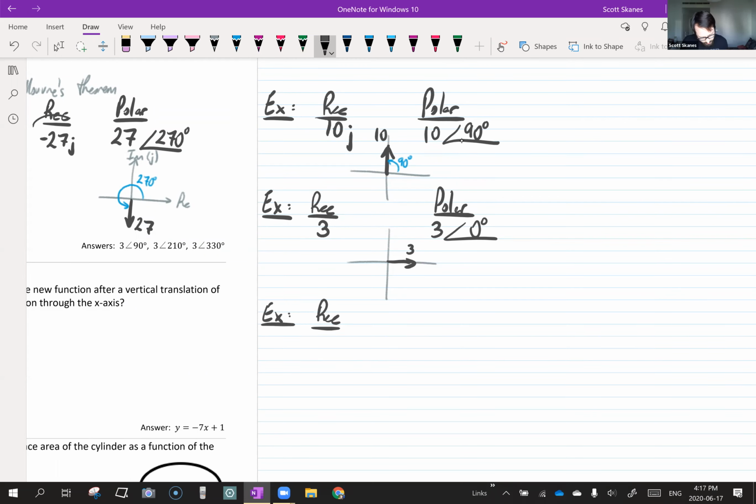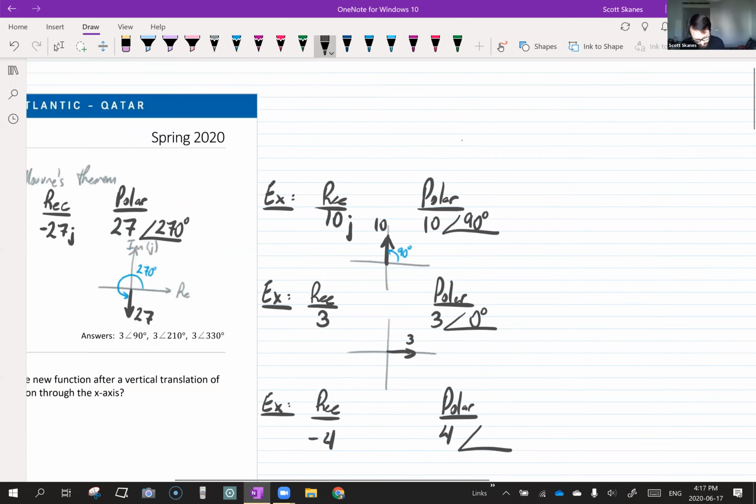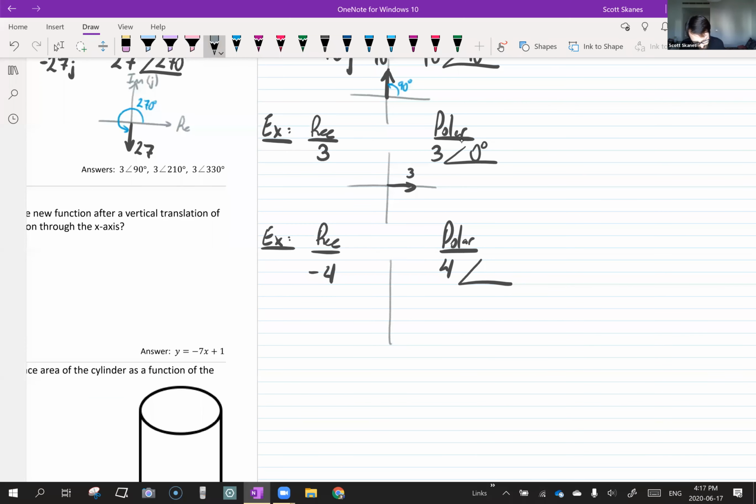So far, I've had a negative complex, a positive complex, a positive real. I'm missing a negative real. So I'll say -4. So what's the polar form of -4? It's 4 angle something. I'll draw it on the axis. If you already know it, then you can tell me. It's the only angle I'm missing.